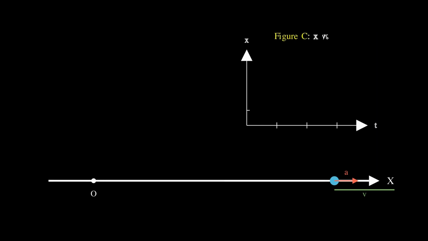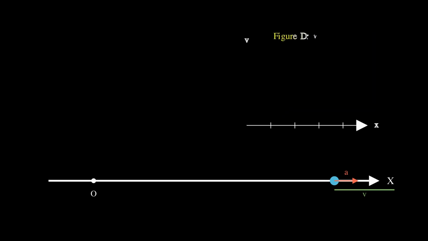Because the speed is ramping up, the distance graph bends upward, getting steeper and steeper. This parabolic curve represents x equals 1/2 a t squared. Notice how the slope increases with time. That slope is exactly the velocity. This is figure C, also correct.